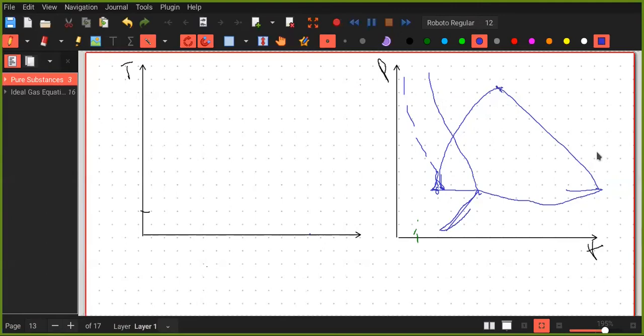Okay, so this is the locus of point B. The locus of point C is this line. The locus of point E is this line. The locus of point F is this line. So this is saturated solid. This is saturated subcooled liquid. In between these two, we have a mixture of liquid and solid. So we can see that we have an overlapping region.